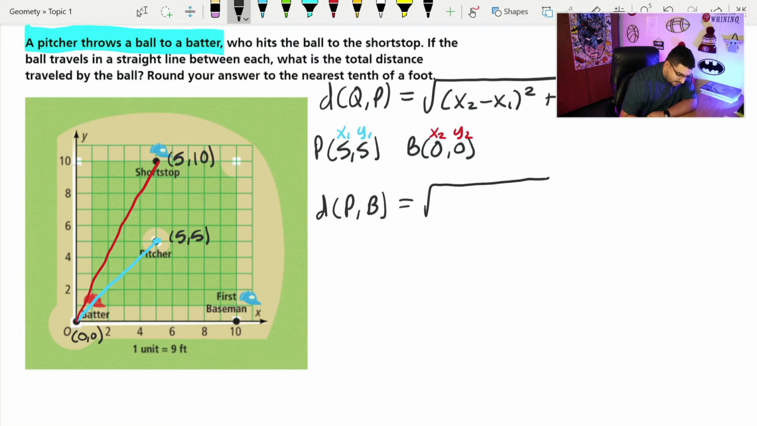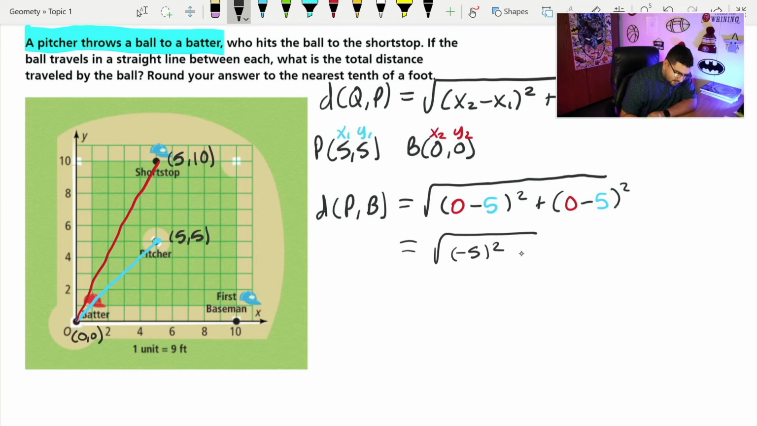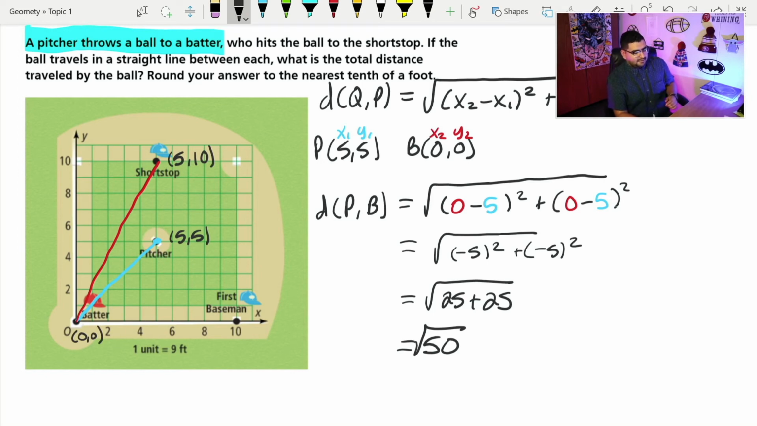It's going to equal, if I plug these points in, I'm going to get that x2 is 0 minus 5, which is x1, and we're going to do that squared. And you're going to see that the y values are actually exactly the same as well. y2 is going to be 0 minus y1, which is also 5. We're going to square that. So, working this out, I get the square root of a -5 squared plus another -5 squared, which gets me a 25 plus a 25, which is simply 50. Square root of 50. We're going to calculate these and round them in the end.